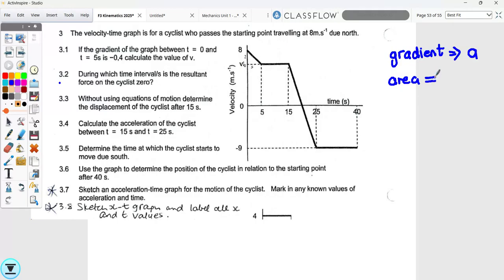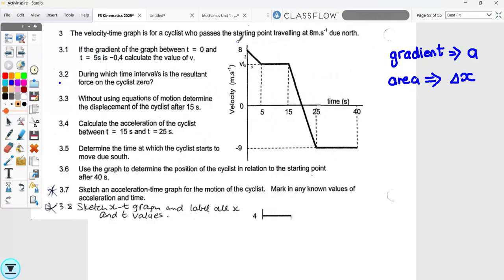What does the area give me? That gives me the displacement. So can you see why it's important to go and write that down before you even start with the question? Because if you jump into the question, you get confused. And in an exam, it's worse.